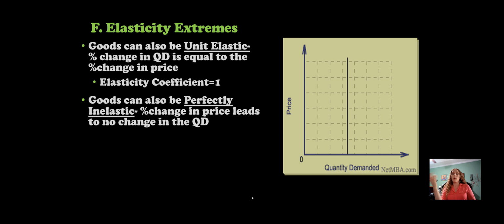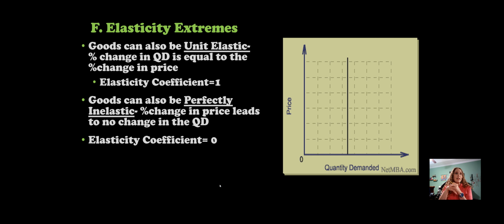Goods can also be either perfectly inelastic or perfectly elastic. Perfectly inelastic means that any percent change in the price leads to absolutely no change in the quantity demanded. That means that people are going to buy the same amount no matter what. It does not matter what you do to the price. People are going to buy this particular amount. If you raise the price, they're still going to buy that amount. If you lower the price, there's still going to be that amount. So in that case, you would see a perfectly vertical graph, just like the one that is shown here on this slide. It makes a perfect I like that.